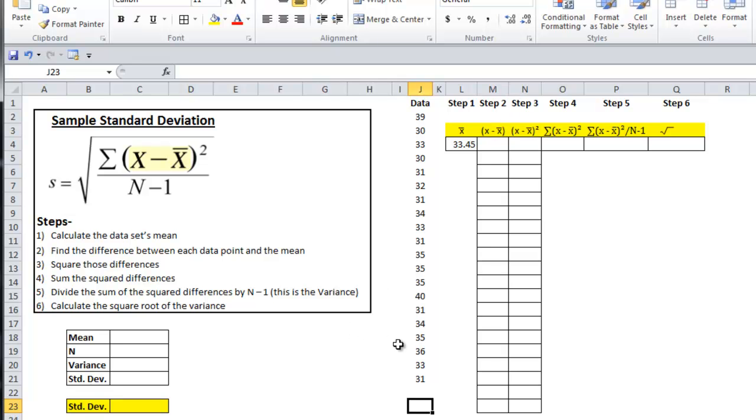So in step number 2, I'm going to find the difference between each data point and the mean. I'm going to make L4 an absolute value. Now I'm going to square those differences.